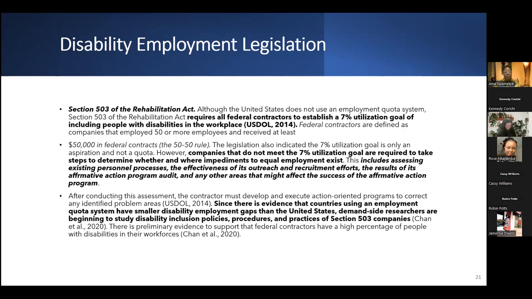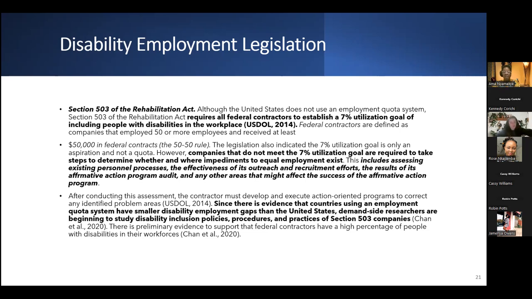Now, Section 503 of the Rehabilitation Act requires all federal contractors to establish a 7% utilization goal of including people with disabilities in their workplace. This is from the U.S. Department of Labor, 2014. For the $50,000 in federal contracts, the 50-50 rule, companies that do not meet the 7% utilization goal are required to take steps to determine whether and where impediments to equal employment exist. This includes assessing existing personnel processes, the effectiveness of its outreach and recruitment efforts, the result of the affirmative action program audit, and other areas that might affect the success of the affirmative action program.